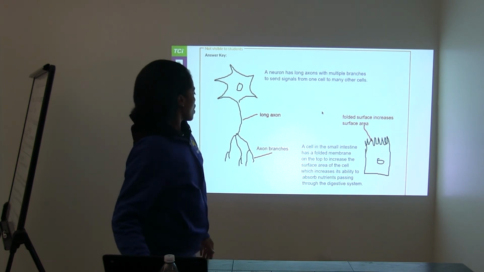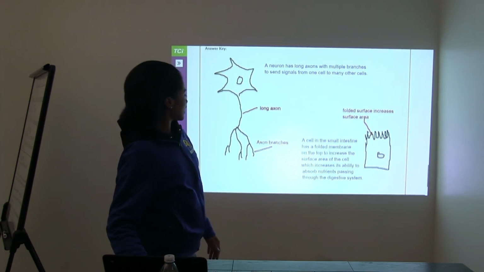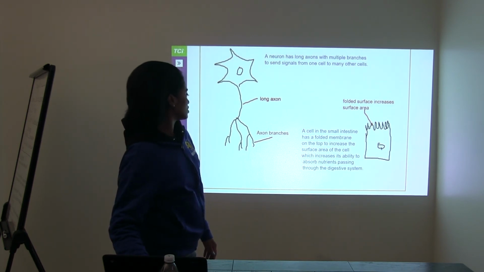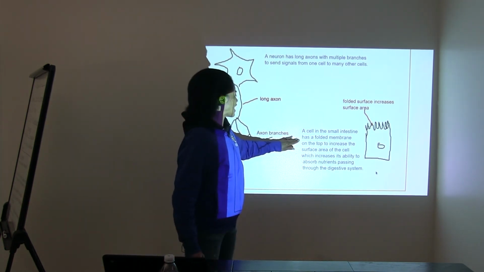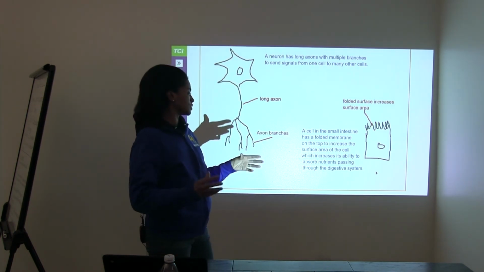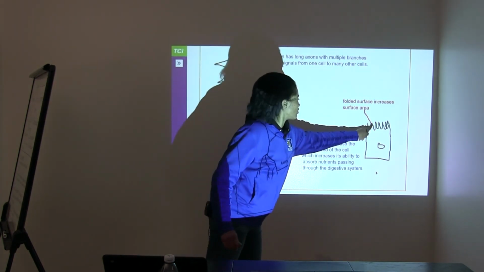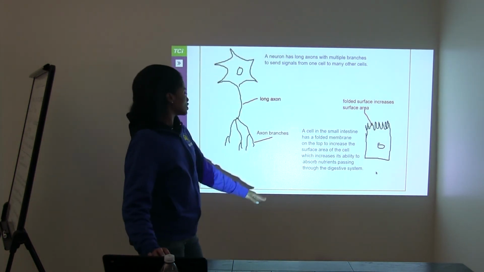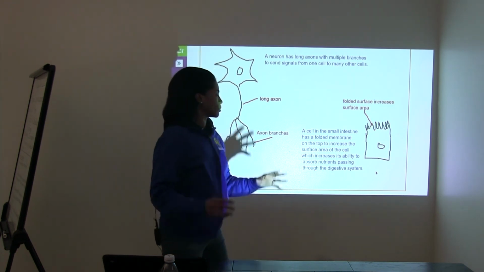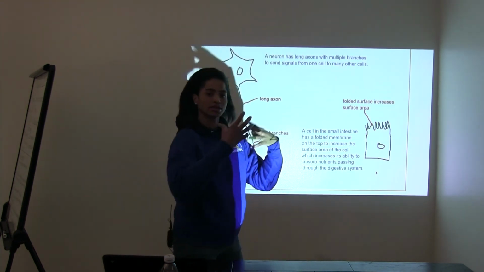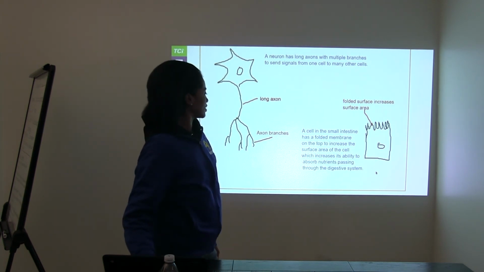Okay. On the other hand, we have cells in the small intestine. All right, and that's what this image illustrates. It has a folded membrane on the top to increase the surface area of the cell. All right, folded surface increases surface area, which increases its ability to absorb nutrients passing through the digestive system, and that's what it would need to do in that area in the small intestine.